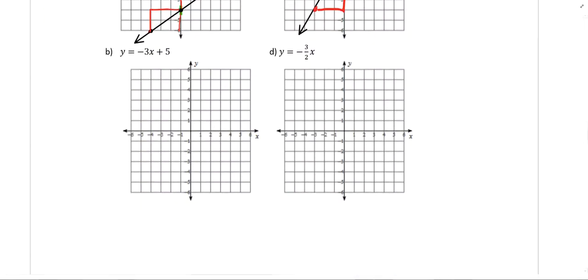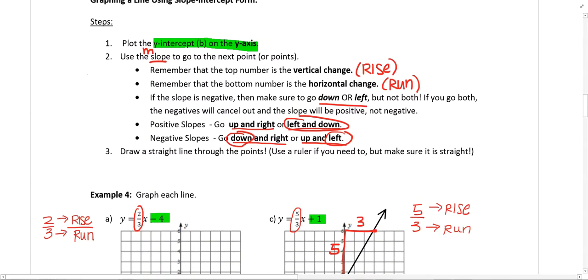Okay, a couple more examples. I'm going to have you try both of these as well, but I just want to point out a couple of things first. For B, when you have a slope that has a whole number, you need to think of it as over 1, because you need to see that rise over run. So this is a -3/1, rise over run, with rise on top. And so this is a negative slope. So going back up to my tips here, negative slopes, you want to go either down and right or up and left.